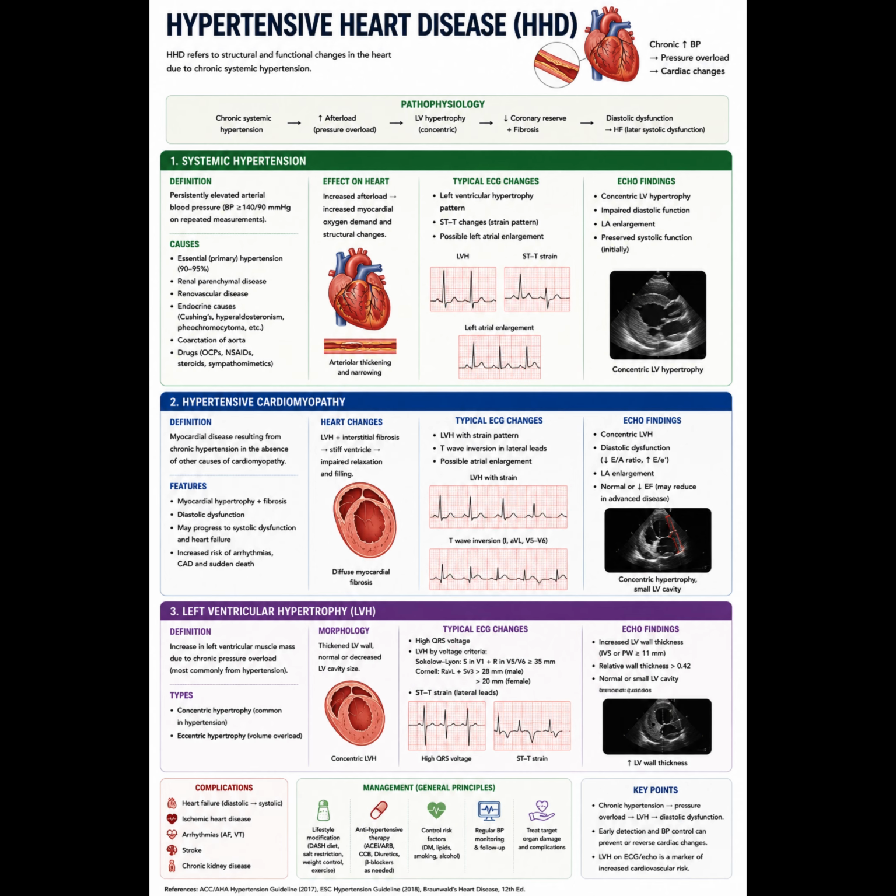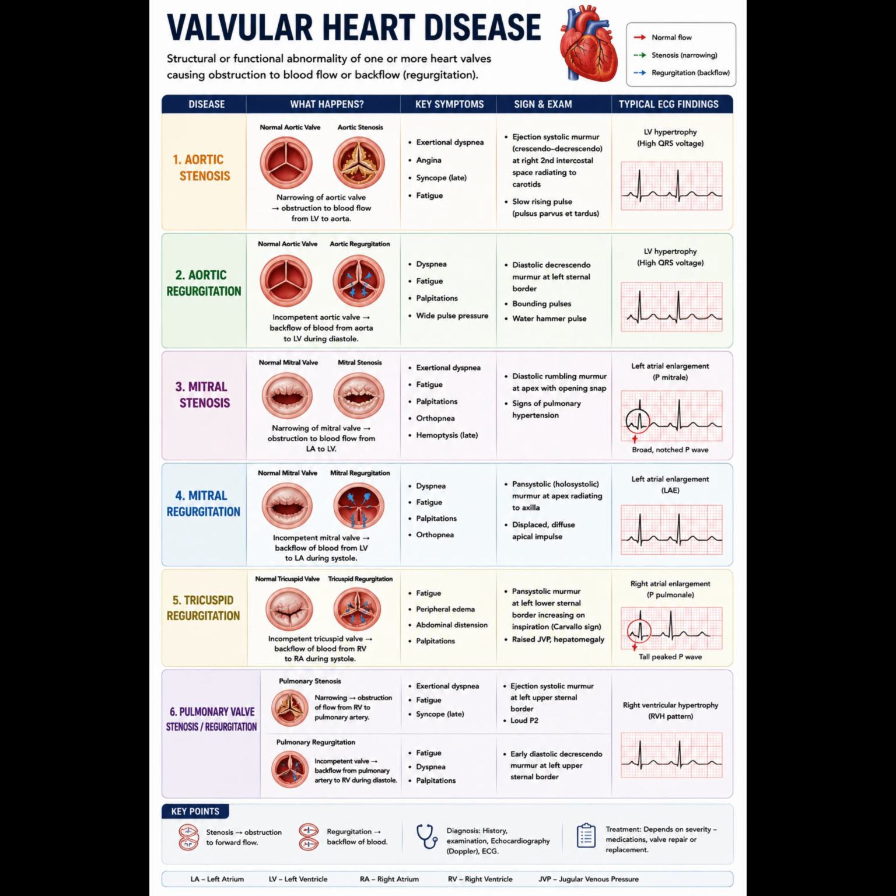Second is hypertensive cardiomyopathy, due to chronic hypertension without other causes for cardiomyopathy. ECG will show T wave inversion and left ventricular hypertrophy. Echo will show left ventricular hypertrophy, left atrial enlargement.